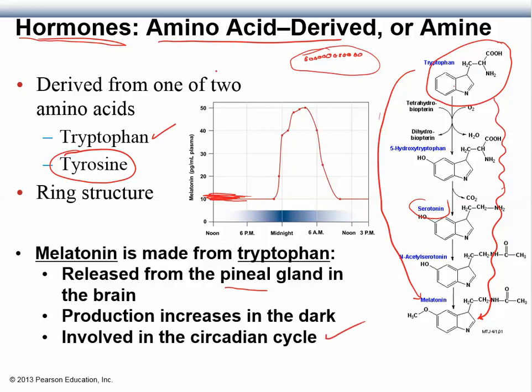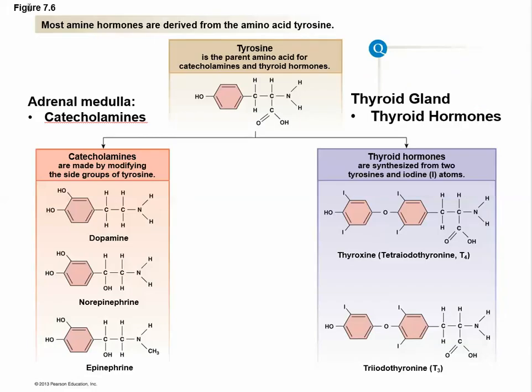So this is a good example of one that's just an amino acid that the body has taken advantage of, and it said, okay, tryptophan's in all these proteins. Let's use it for something. And so it uses it for melatonin, for the circadian pathway, this circadian rhythm, by releasing melatonin from the pineal gland. Okay, so here, this sentence right here, most amine hormones are derived from tyrosine.